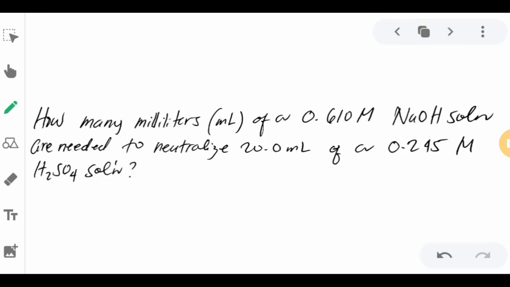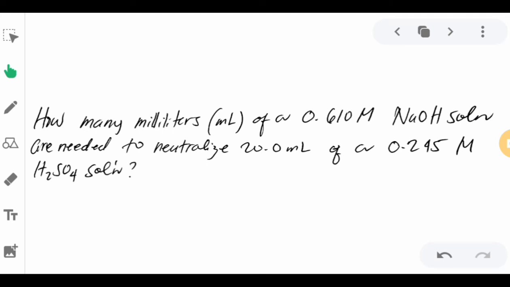Another problem we have here is an example of titration involving a diprotic acid. But whatever acid that is, whether monoprotic, diprotic, or triprotic, all you need to do is perform the operation and determine the molar concentration. So the problem is: how many milliliters of a 0.610 molarity sodium hydroxide solution are needed to neutralize 20.0 milliliters of a 0.245 molarity sulfuric acid solution?